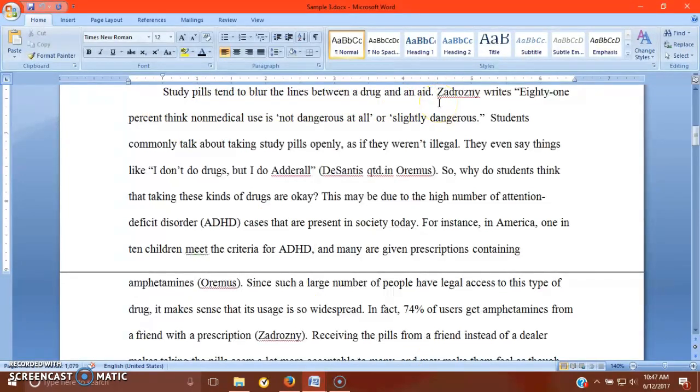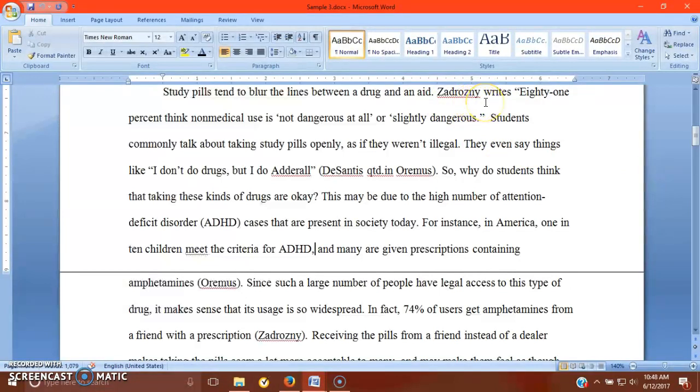So the topic here would be study pills. That's of the whole paper. Blur the line between a drug and an aid. So it's talking about the definition of study pills, I'm assuming, because we're putting them into different categories. And the argument here is the blurred line, not that song, the blurred line between these two definitions. So this is an okay topic sentence, not a thesis statement. It could be a little bit better, it could be more developed, but let's keep reading and see what the student does in this sample paper.